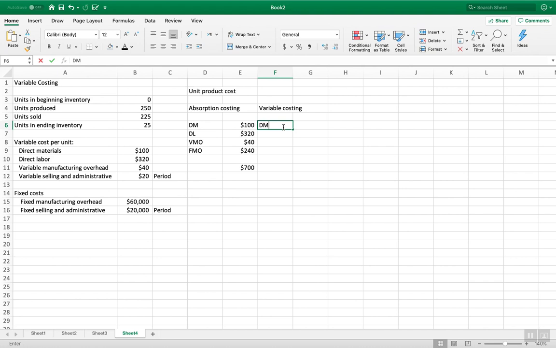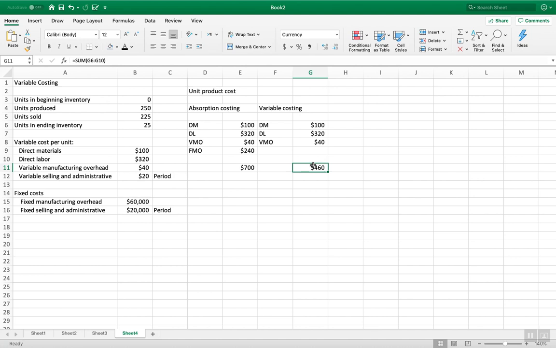Now, variable costing, we take our direct material, our direct labor, and our variable manufacturing overhead. We do not take our fixed because that is by definition not part of the cost that we want to calculate. So we come down here and calculate that, and we come up with $460 as our variable product cost.